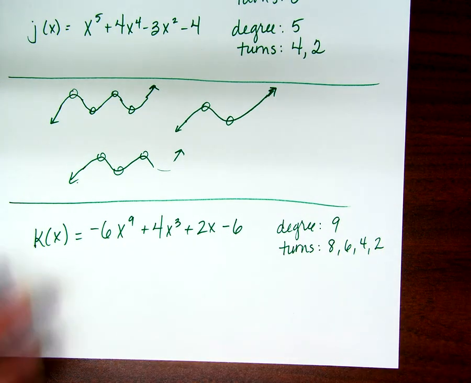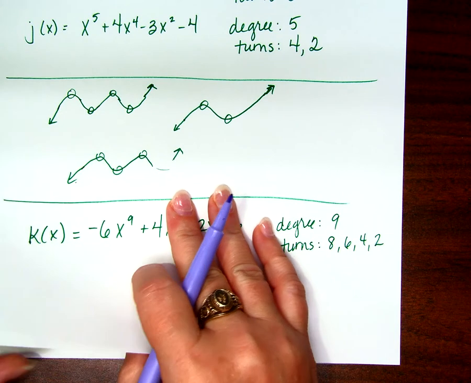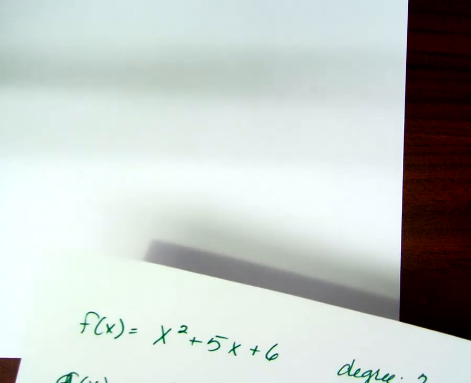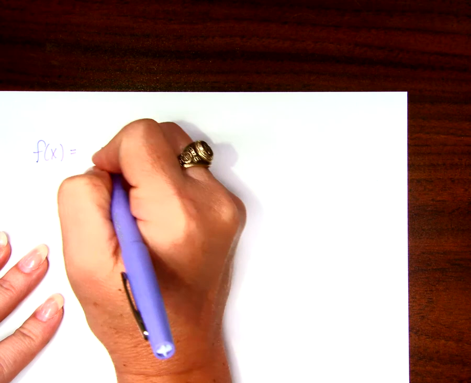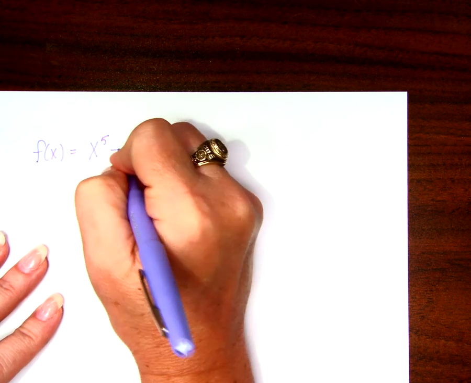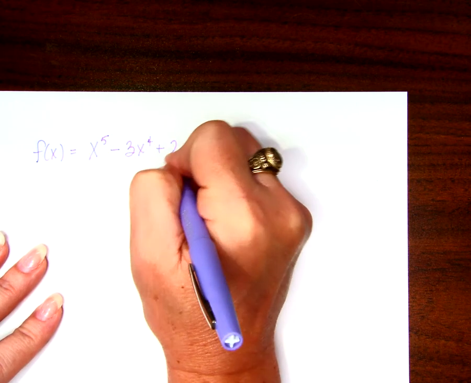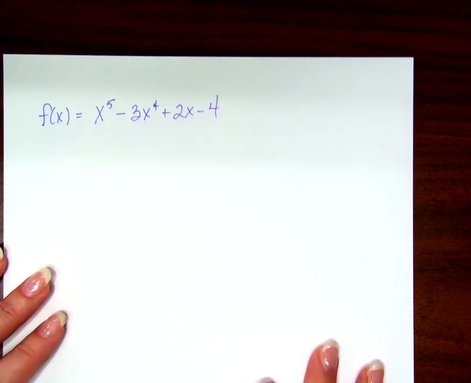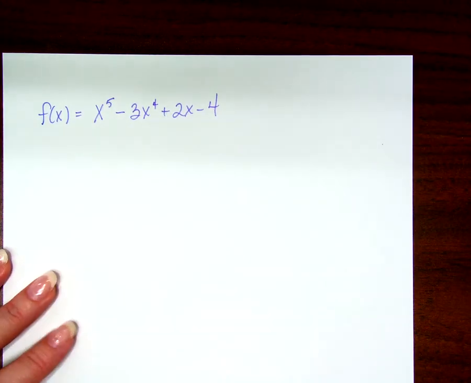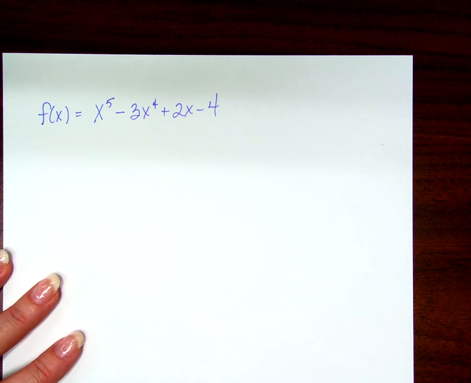Okay. All right, so let me show you what I'm expecting on your homework for tonight. This is actually what I want to see. For example, f of x equals x to the 5th minus 3x to the fourth plus 2x minus 4. The only difference between what I'm showing you and your homework tonight is your handwriting. This is how I want it set up. Does everybody understand?